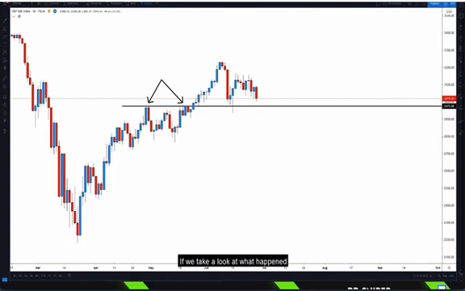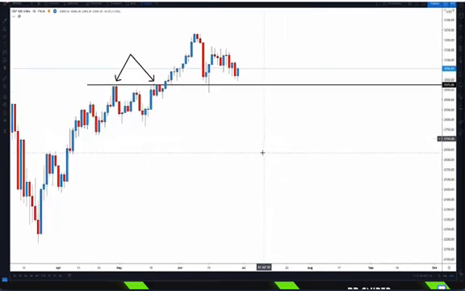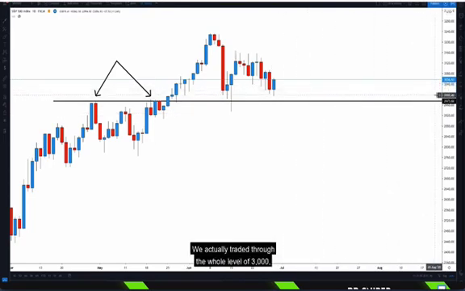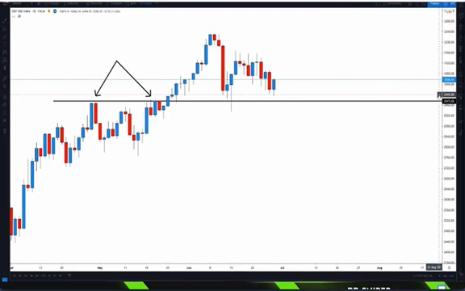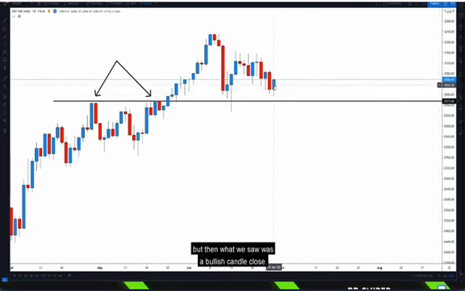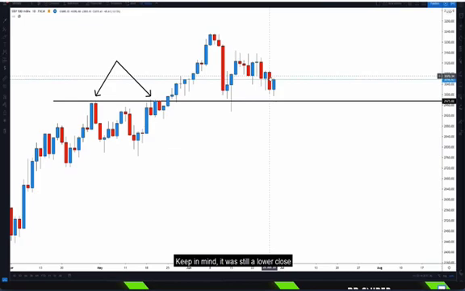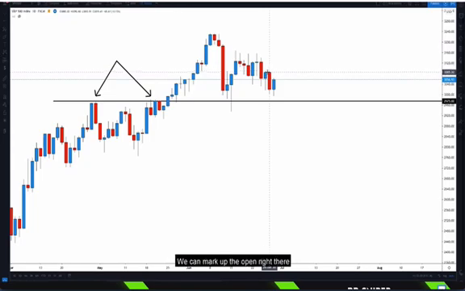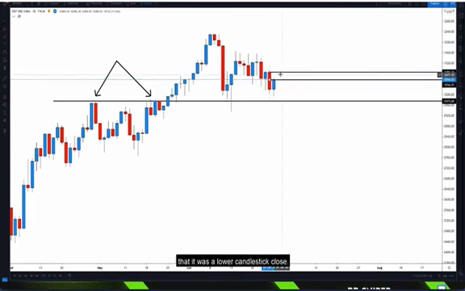If we take a look at what happened on the following daily candle, we can see that the wick did trade lower. We actually traded through the whole level of 3,000. But then what we saw was a bullish candle close. Keep in mind, it was still a lower close relative to where the previous day opened. We can mark up the open right there, and we can visibly see that it was a lower candlestick close. If we were to do a quick measurement, it was lower by about 30 points.